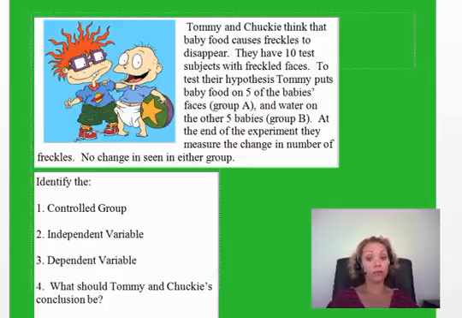No change is seen in either group. What was their control group? Sometimes instead of controlled variables, we identify one group as the control group. What this means is this is going to be the group that does not experience the independent variable. Sometimes we call that the experimental variable. So in this case, the control group are going to be the babies that do not receive the baby food.